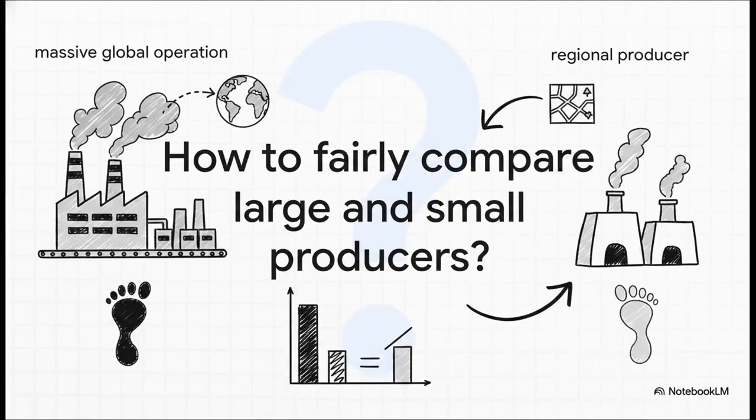Okay, let's just dive right into this comparison problem, because honestly, this is the fundamental challenge investors and analysts face every single day. Think about it. How do you fairly evaluate two drastically different companies? You've got a massive global operation with dozens of facilities on one hand, and then a regional producer with maybe 2 or 3 kilns on the other. If you just look at their total, absolute environmental footprint, well, the global company is always going to look like the heavier polluter, right? But is that actually an accurate reflection of their operational efficiency and environmental risk?